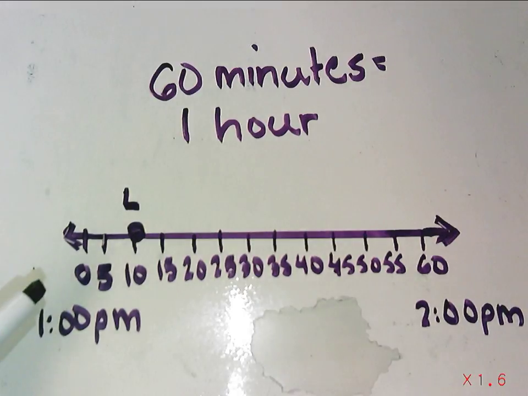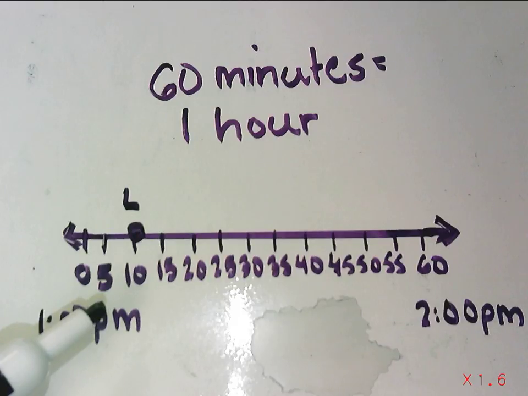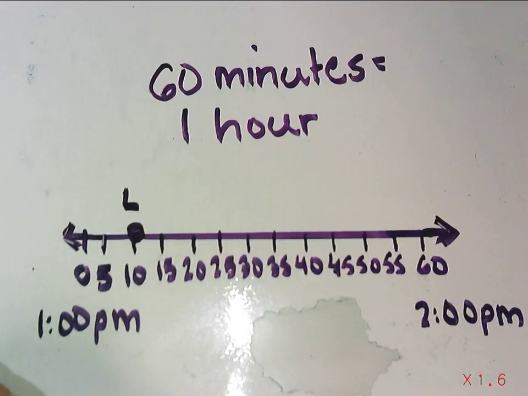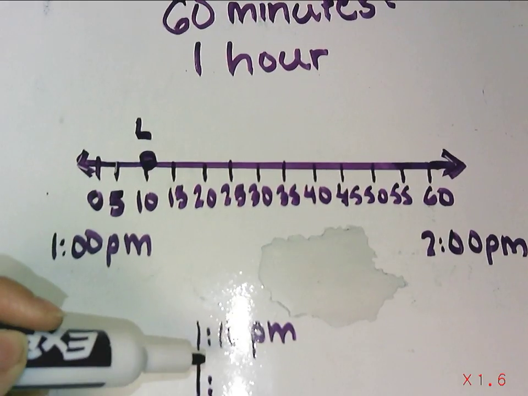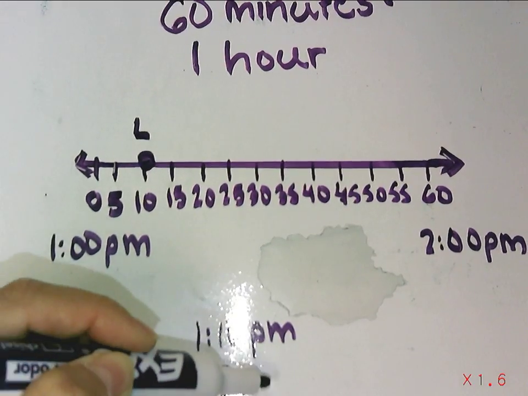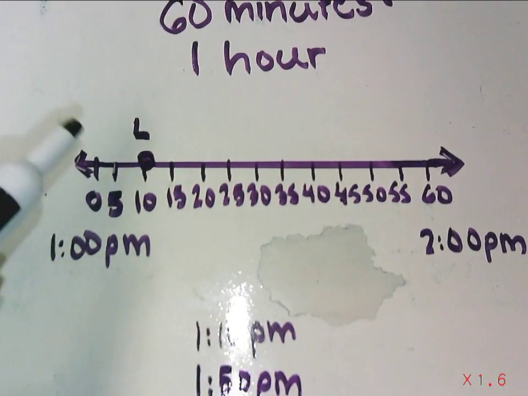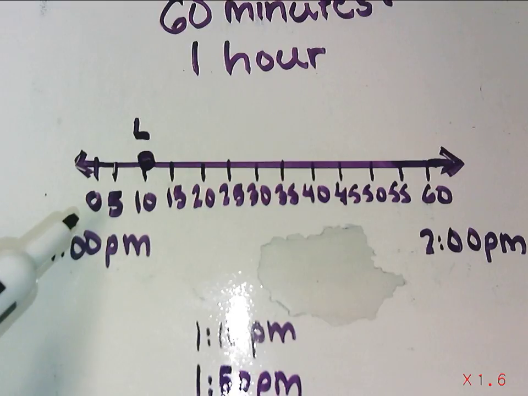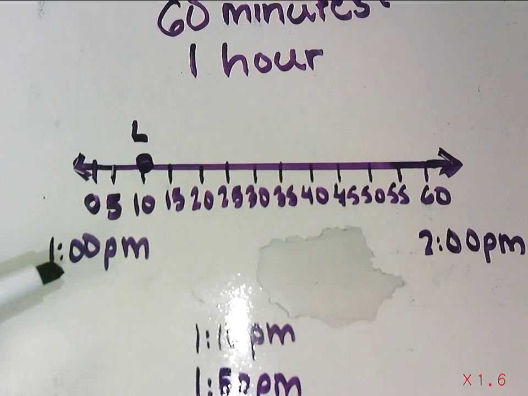I want to label also on our number line a spot that tells us when we end our clustering groups. Well, we know we end clustering groups every day at 1:50 p.m. So I'm going to use my number line and I'm going to find the time that shows 1:50 p.m. using my 5-minute intervals.